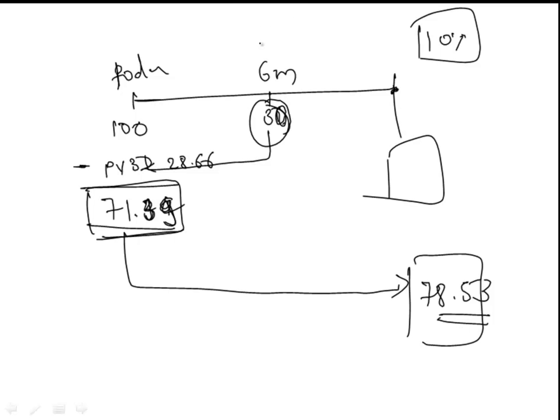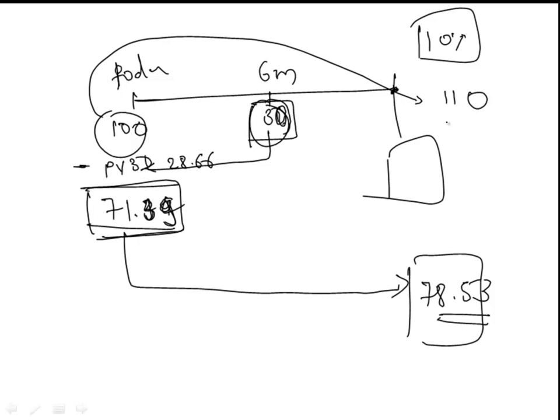The other way of doing it is to take the future value of this 100 here, which is 110, and the future value of this 30, which would be 31.46, and if I reduce this again, it would give me 78.53. So these are the two formulas: either you bring the dividend backwards or you take the dividend forwards. In both cases, the answer has to be the same.